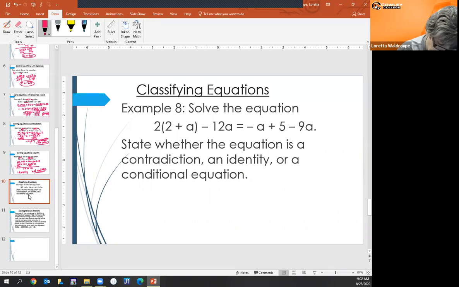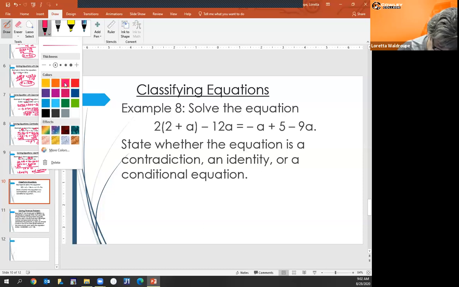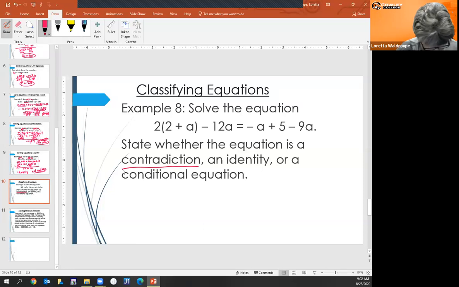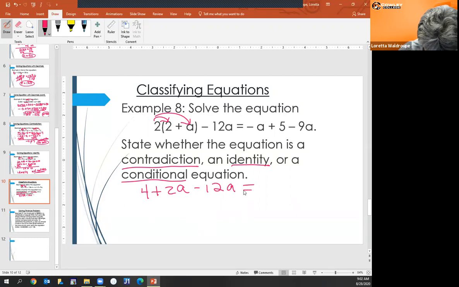So we want to know, is this equation a contradiction, which we've talked about, an identity, which we've talked about, or conditional? If it's conditional, it means you actually get a solution, like a equals 5, a equals 10. So, distributing my 2 first. 2 times 2 is 4. 2 times a is 2a. Bring down my minus 12a.